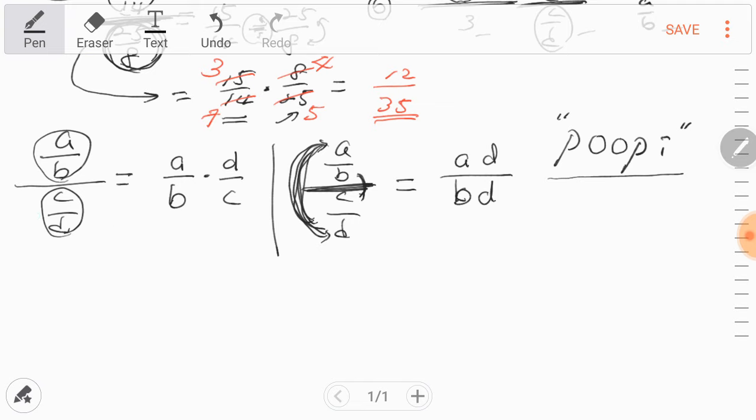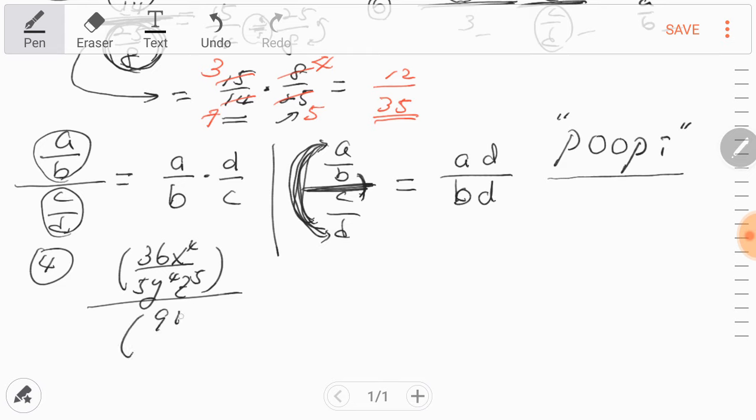Okay, so let's try exercise 4. This exercise has a numerator of 36x to the 4th power over 5y to the 4th power z to the 5th power, divided by 9xy squared over 20z to the 5th power. The numerator is one single fraction and the denominator is one single fraction. So we can use the outer-over-inner rule or the first method.